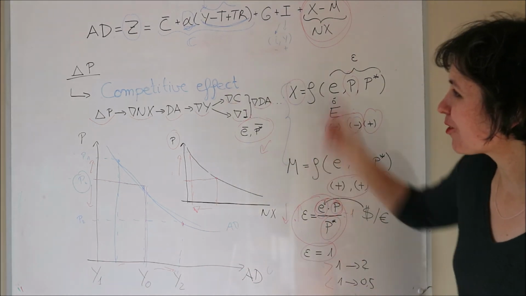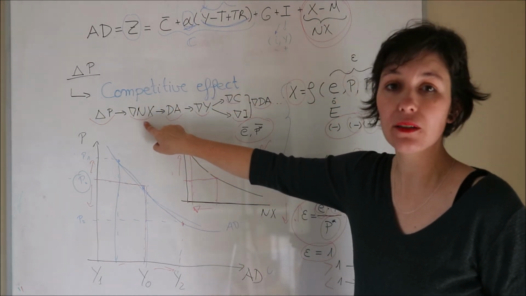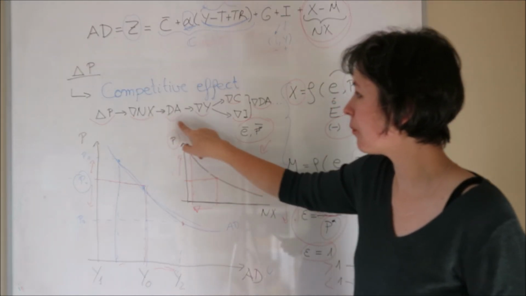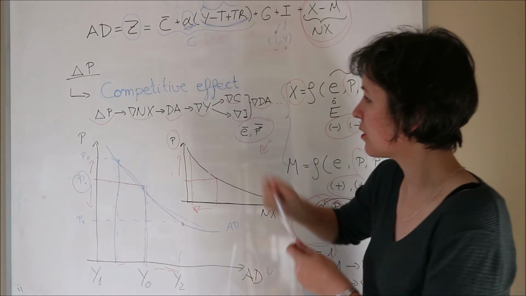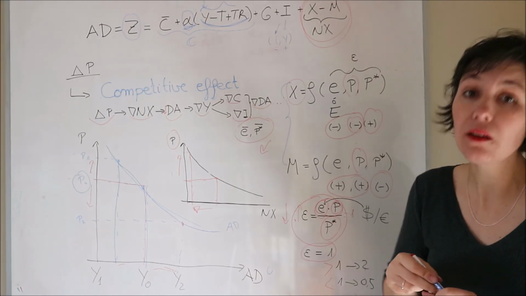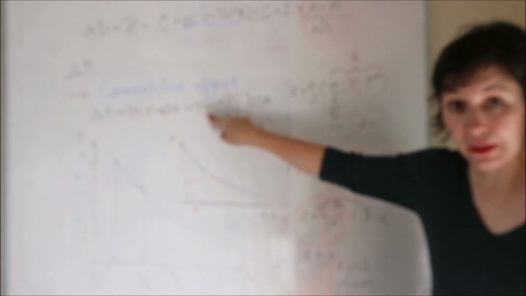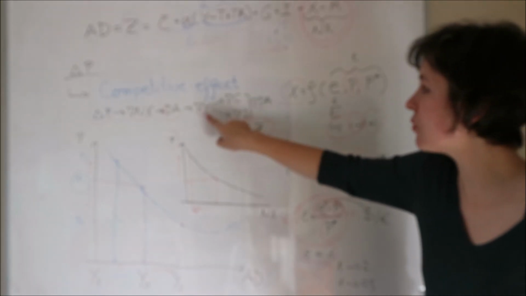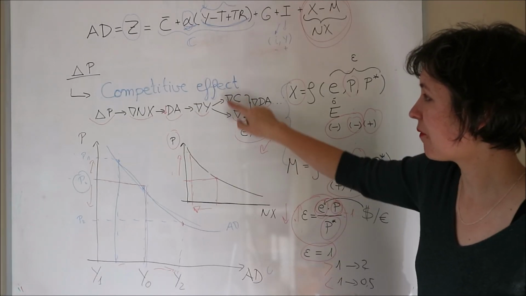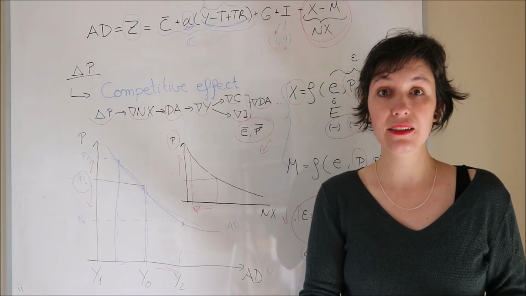Now let's go back to the competitiveness effects. Higher prices mean lower net exports, and that is one of the elements of aggregate demand. So lower net exports mean lower aggregate demand. If the demand is smaller, the output is going to decrease. That means lower disposable income, so lower consumption and eventually lower investment. And these are two elements of aggregate demand. If these decrease, the aggregate demand is going to decrease. Less aggregate demand means less production.